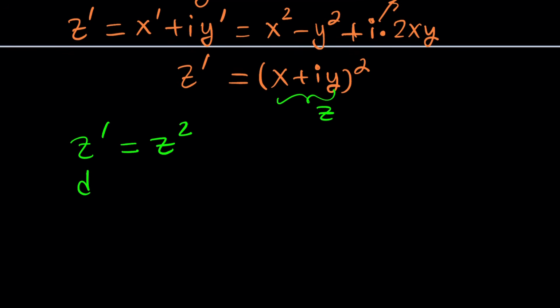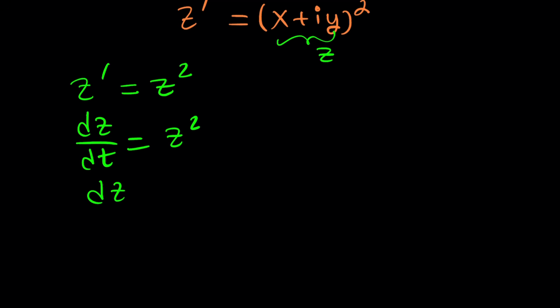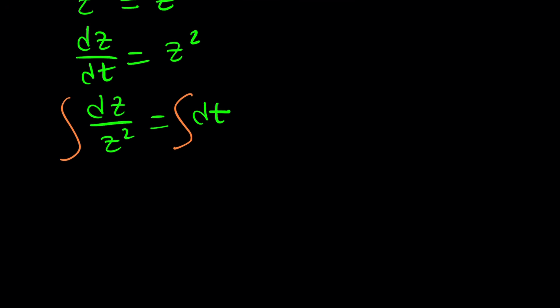Let's replace z prime with dz over dt and set it equal to z squared. Now we're going to separate the variables. And then guess what the next step is? Integrate both sides, respectively. When you integrate the left-hand side, you have to remember this: the derivative of 1 over z is -1 over z squared. So if you integrate 1 over z squared, what do you get? You get -1 over z.